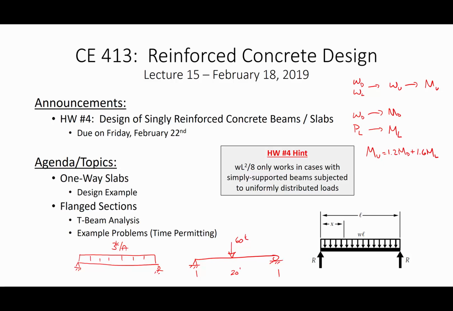I'm telling you that now because I've actually already seen it happen. I've had some students ask me questions about the homework assignment, and they were doing this. I said, no, that doesn't work. So the WL squared over 8 only works if that's your loading scenario. I think problem 2 is a cantilevered beam, right? So it doesn't even work for the dead load on that problem.